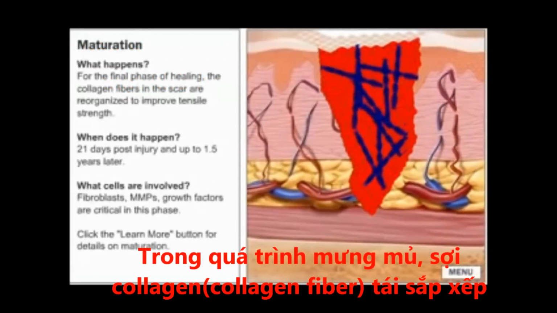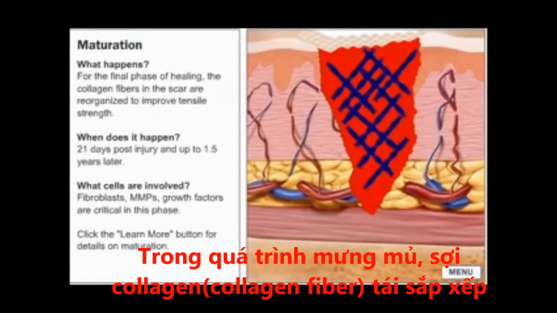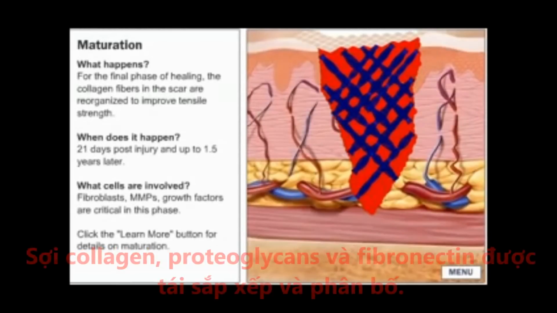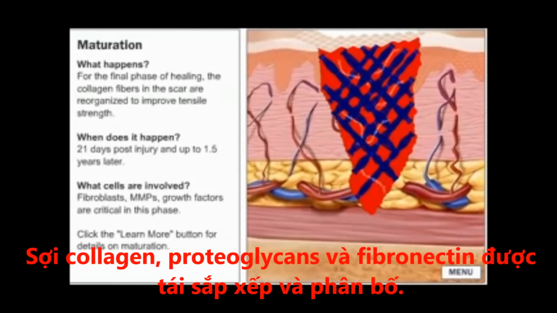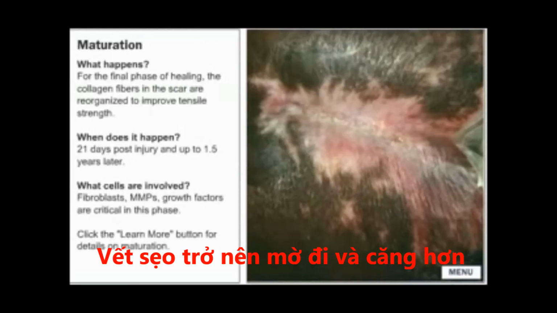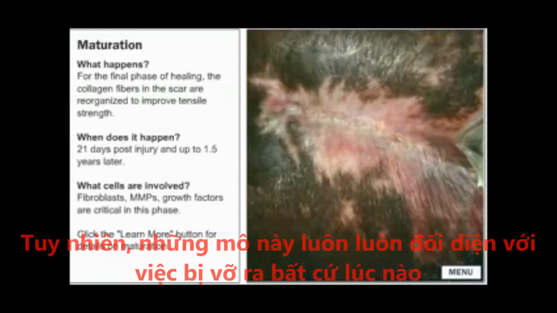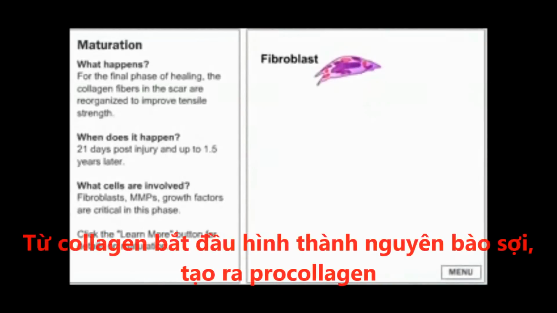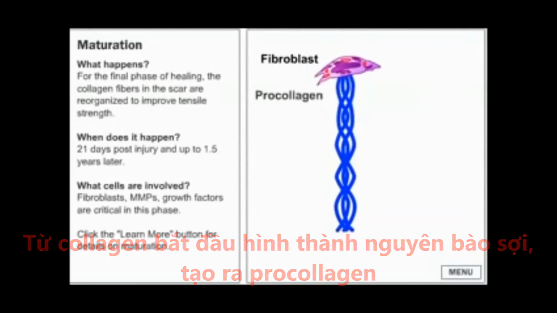During the maturation phase, the collagen fibers reorganize, remodel, and mature, gaining tensile strength. Collagen fibers, proteoglycans, and fibronectin are rearranged and redistributed. The scar becomes less cellular and gains tensile strength. However, this tissue will always be at risk for breakdown because its tensile strength is less than that of uninjured skin.